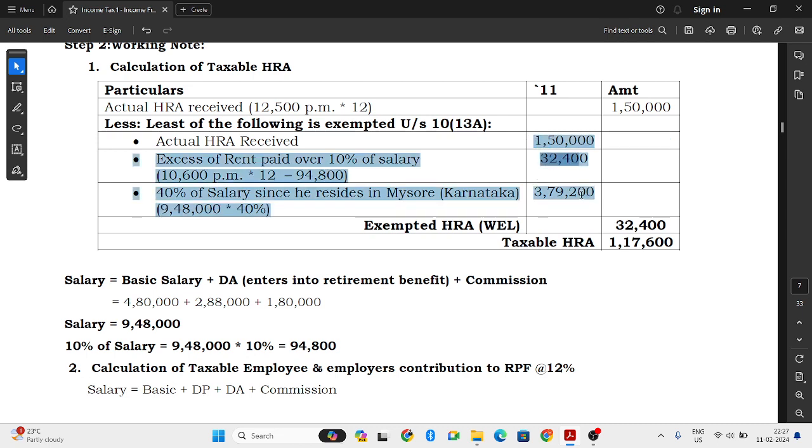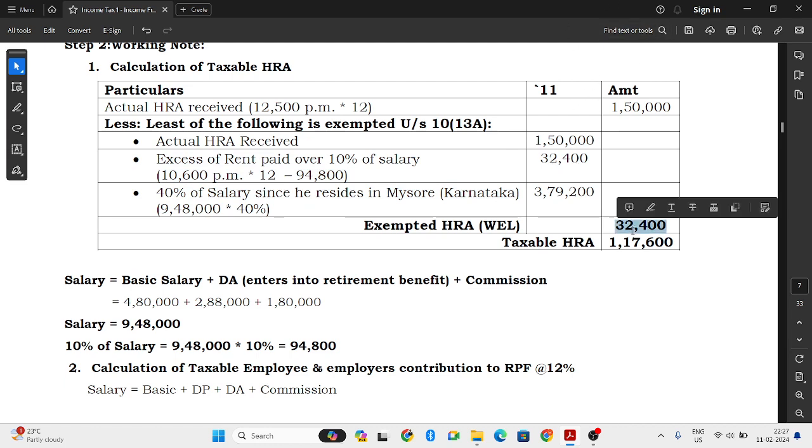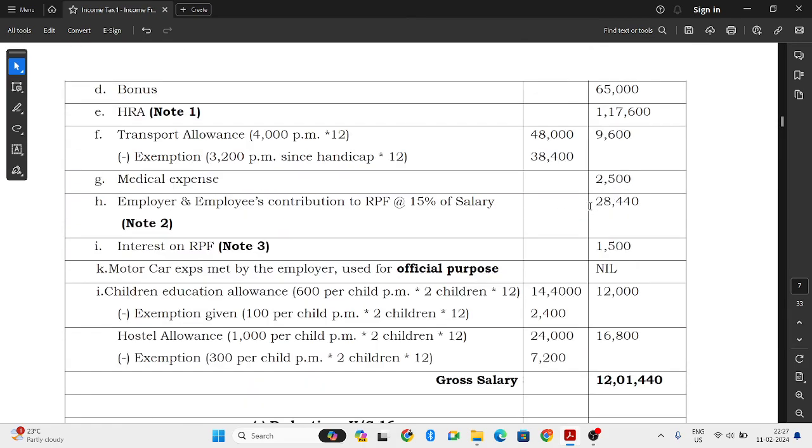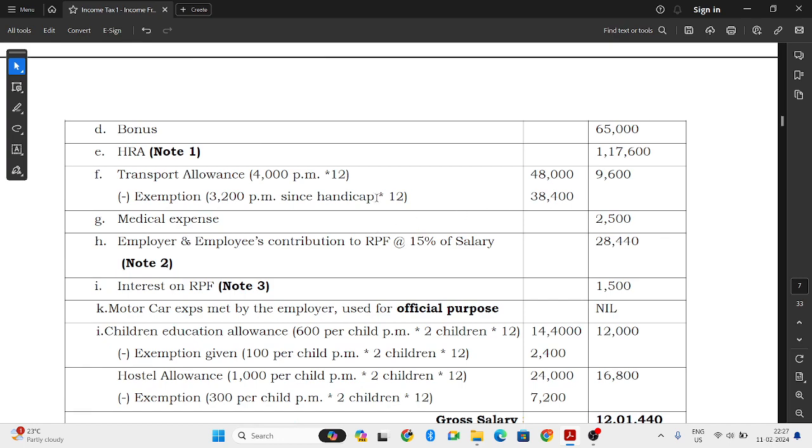Out of these three, whichever is the least will be given as exemption. So least is 32,400. So that will be given as exemption. So from 1,50,000, if you subtract 32,400, the remaining amount is taxable, that is 1,17,600. So that I should write it here, 1,17,600.